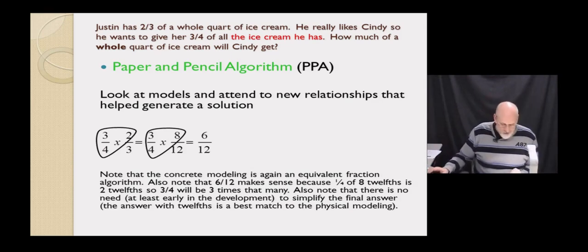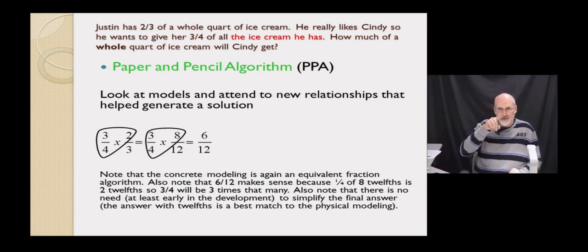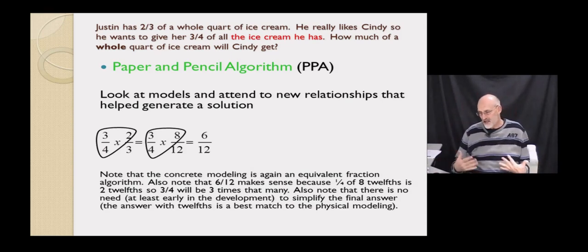By the way, when I show the algorithm, I think that little circle on there that shows where the operation is actually happening is very important because that shows the concept. I've already talked about that 6/12 makes sense because a fourth of 8/12 is 2, and so 3/4 will be 3 times as much, and I just leave it that way. There's no need to simplify it.